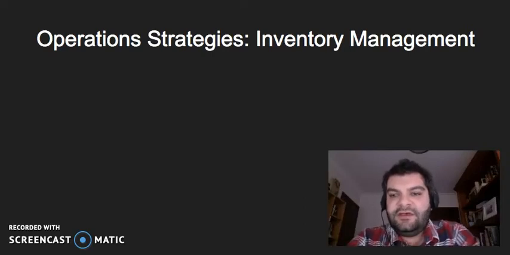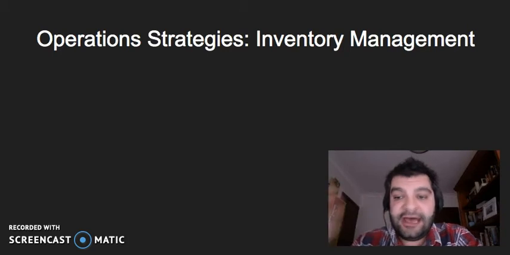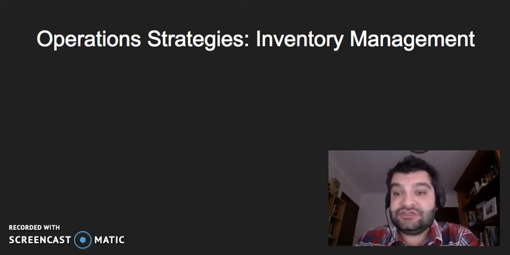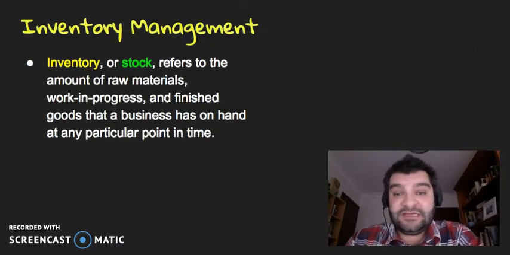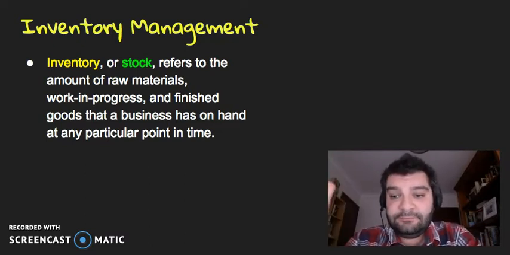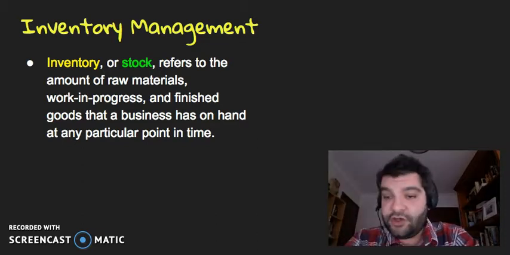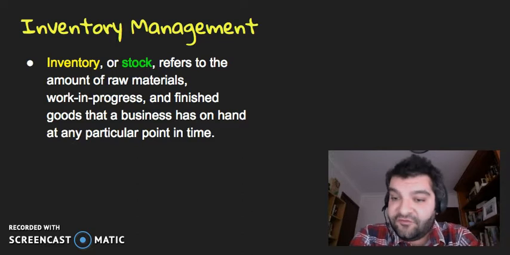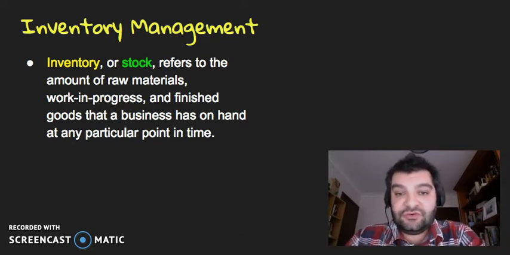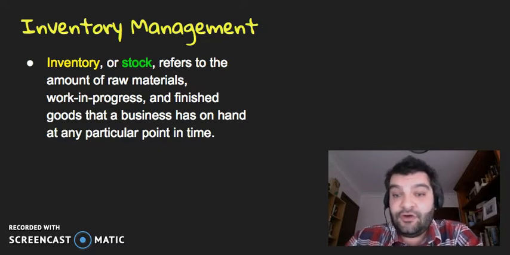Hi there. In this video, I'm going to be looking at inventory management in relation to operations strategies. So firstly, inventory management. Inventory or stock is the raw materials, the work in progress, so the not quite finished yet, and the finished goods that a business has on hand at any particular point in time. Okay?